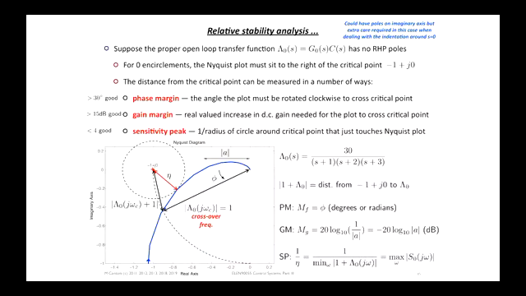For closed loop stability, we don't want any encirclements of the critical point. So that usually corresponds to keeping the critical point to the left of the Nyquist plot. How can we make a perturbation, a change in phase of the open loop transfer function, that will make it sit on the critical point?